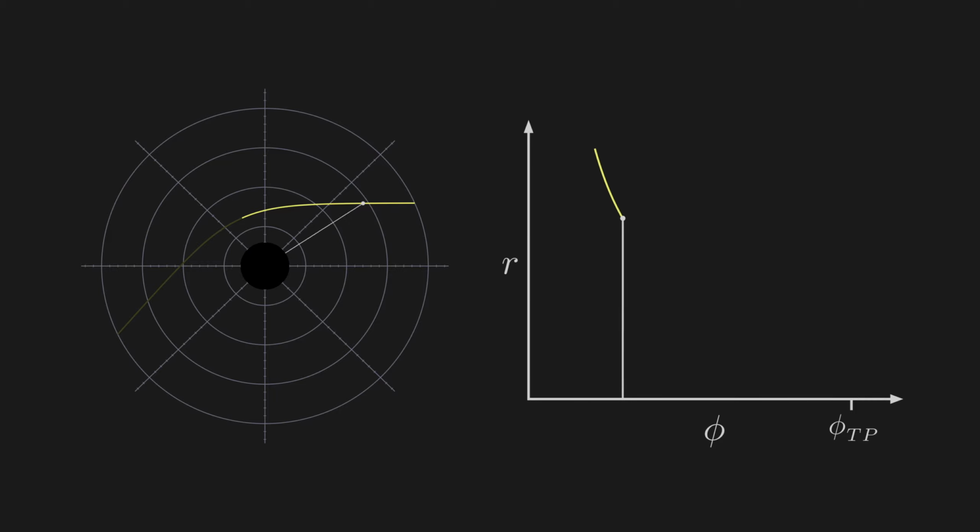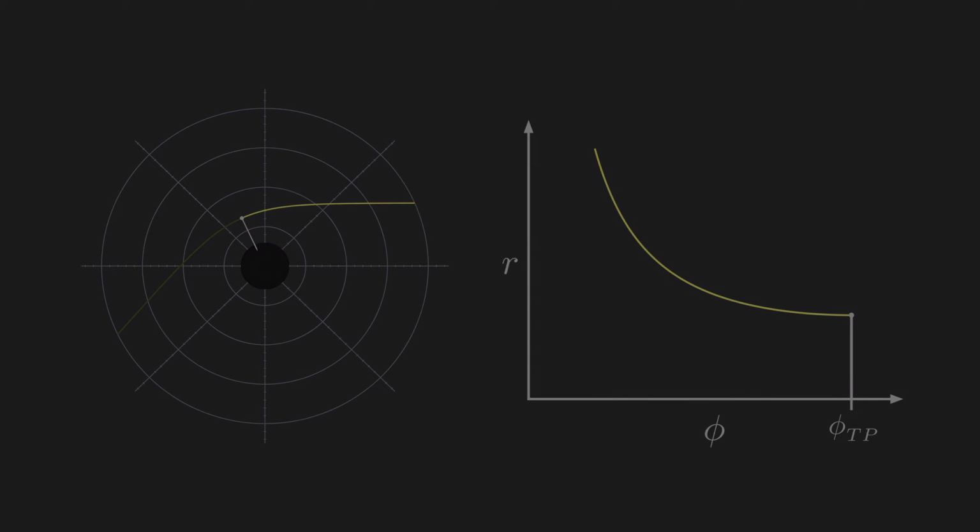First off, remember that we're only considering phi between 0 and the turning point. There's a very useful property about r in this range of phi. For increasing phi, r always decreases, and then after the turning point, r always increases for increasing phi. So, for phi between 0 and the turning point, r is a monotonically decreasing function.